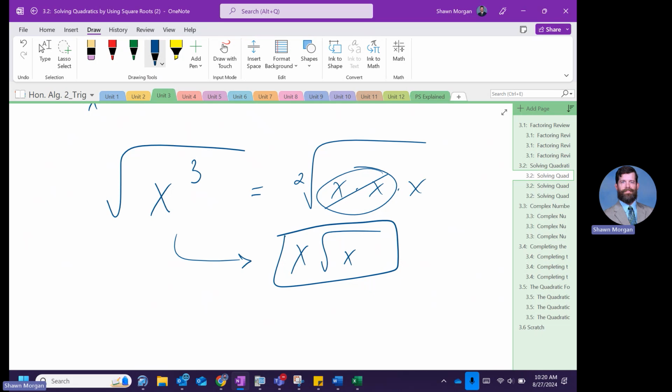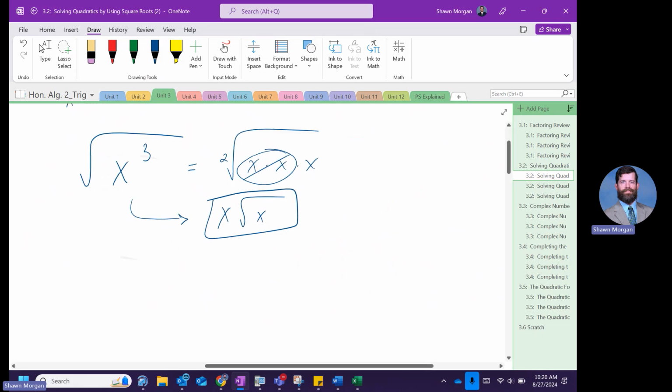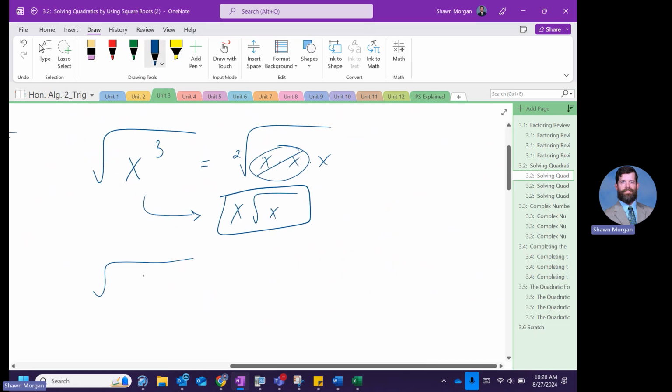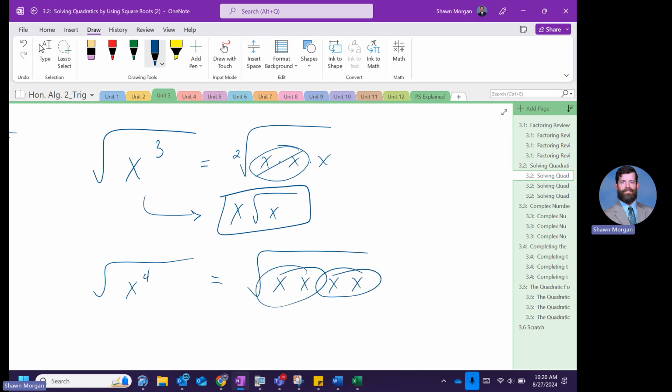And then if it were something like x to the 4th, couldn't we just say x, x, x, x, pair up, and so what is that? X squared. You know what I'm saying? So it kind of works that way. BJ, does that help? All right, very good.